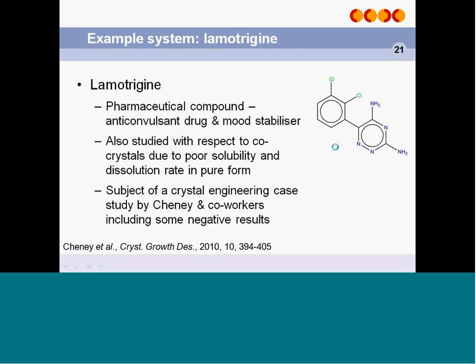So the example I'm going to be talking about in terms of hydrogen-bond propensities is the compound lamotrigine, which is an anticonvulsive drug and mood stabilizer. So lamotrigine has also been analysed and studied with respect to co-crystals because of its poor solubility and dissolution rate in pure form. So what we're going to be looking at is the results of a crystal engineering case study by Cheney and co-workers, and they published some of the negative results and positive results again. So we can look at which molecules do and don't form co-crystals.